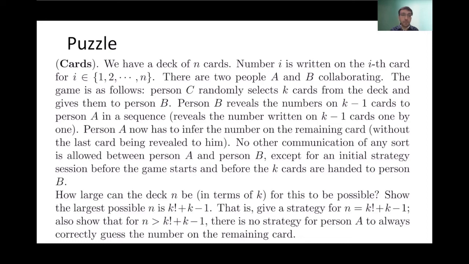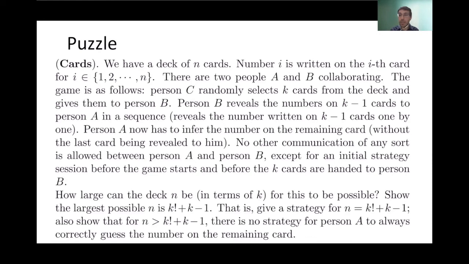The question is, how large can the deck N be in terms of K for this to be possible? For instance, if N is K, then the problem is trivial, right? If the identities of K minus one cards are revealed, you know that the remaining card is just the last card. I mean, it's trivial. The problem is trivial in this case. But how large can N be for person A to be able to correctly guess or infer the remaining card?